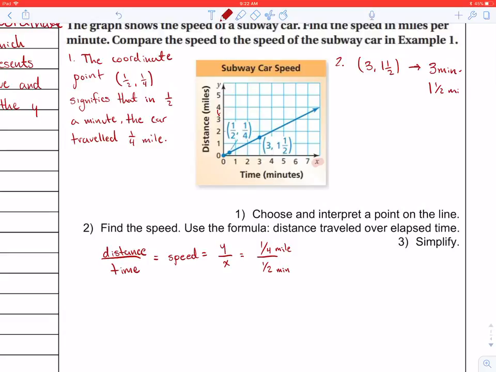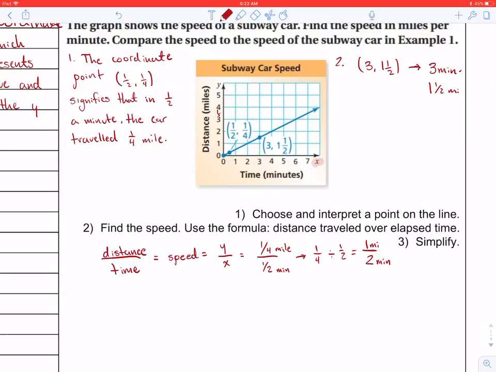Well, we can actually simplify this pretty easily, because if you remember that a fraction, or this fraction sign, is actually a division operation, then we can set this up as 1/4 divided by 1/2, and 1 divided by 1 still equals 1. 4 divided by 2 is 2. And so now we just simplified this down to say that every 1 mile, because mile still is on top, it takes the subway car 2 minutes.